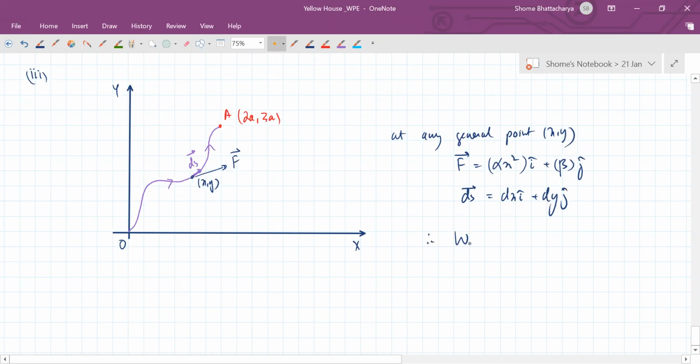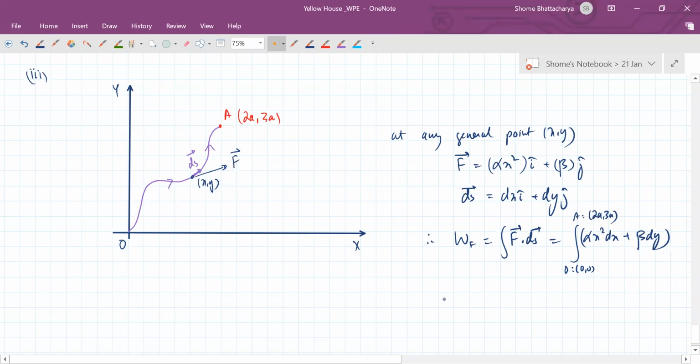Therefore, work done, which is integration of F dot ds, okay, that becomes integration of alpha x squared dx plus beta dy from the origin, which has coordinates 0 comma 0, to the point A, which has coordinates 2a comma 3a.